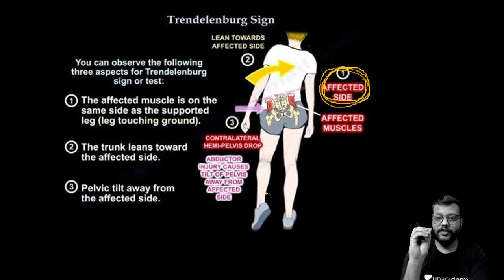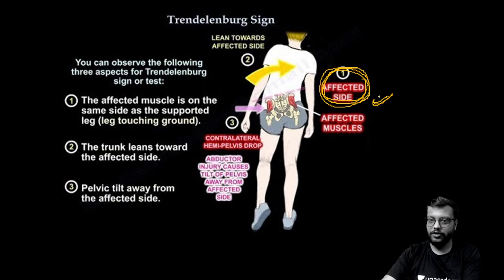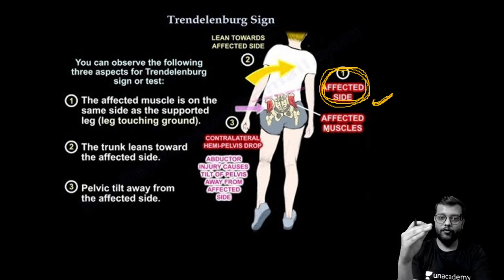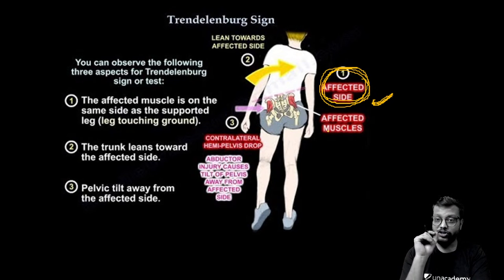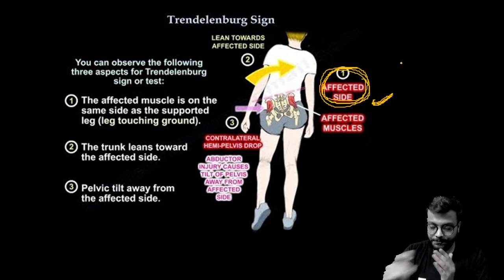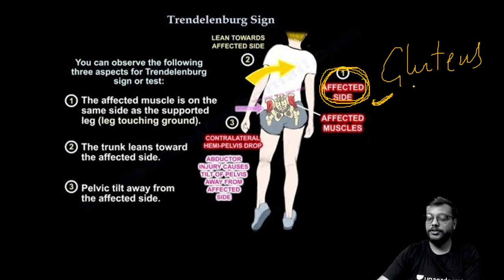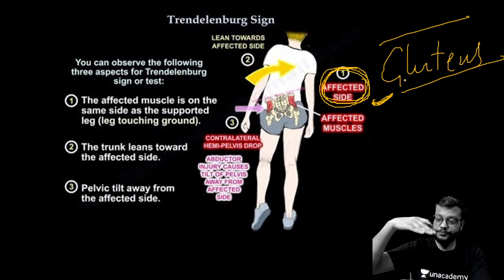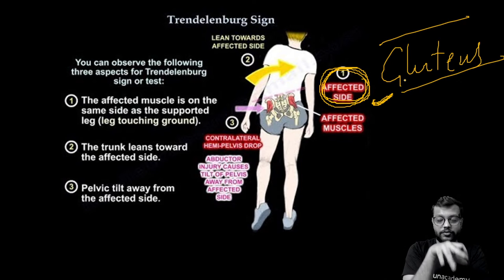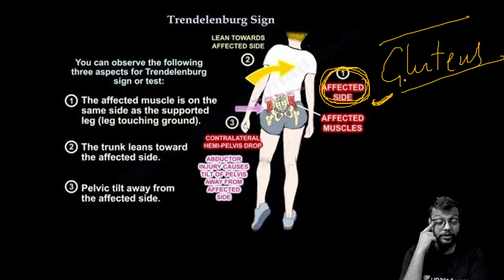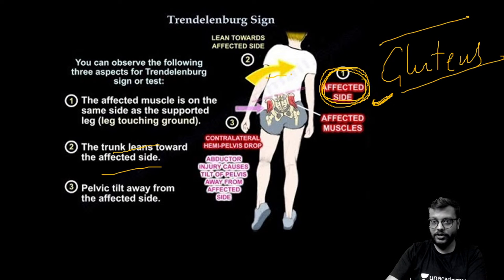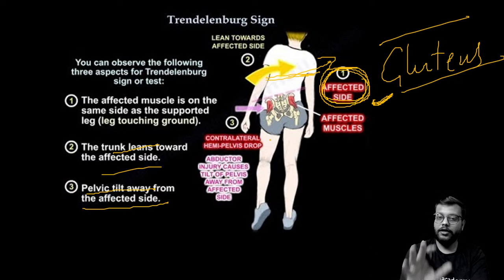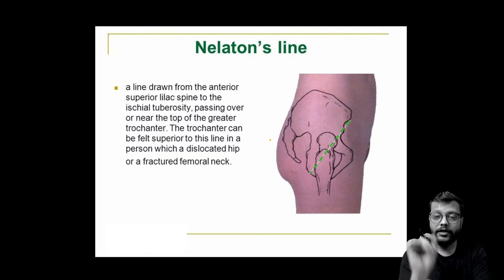Okay, but if there is any injury or any destruction of the hip joint or the muscles in this affected side, the pelvis of the opposite limb will go downwards. Okay, and mostly the affected muscle is the gluteus muscle. So where there is downward bending of the pelvis, the gluteal muscle on the opposite side will be injured or affected. Okay, the trunk will lean on the affected side. As you can see, the trunk is leaning here, but the pelvis will tilt away from the affected side. Okay, remember this.